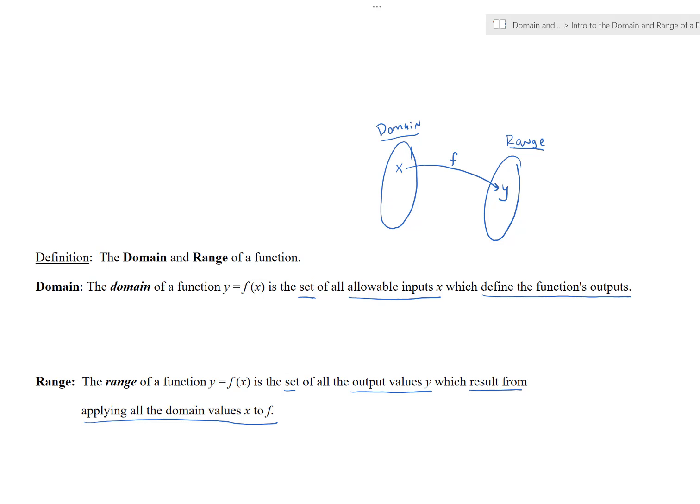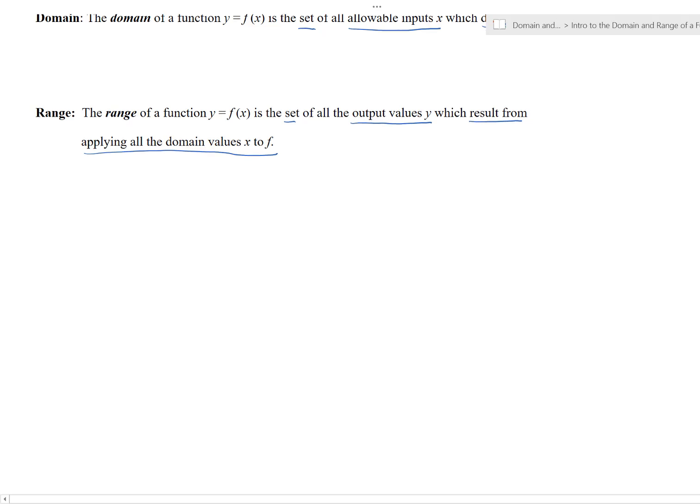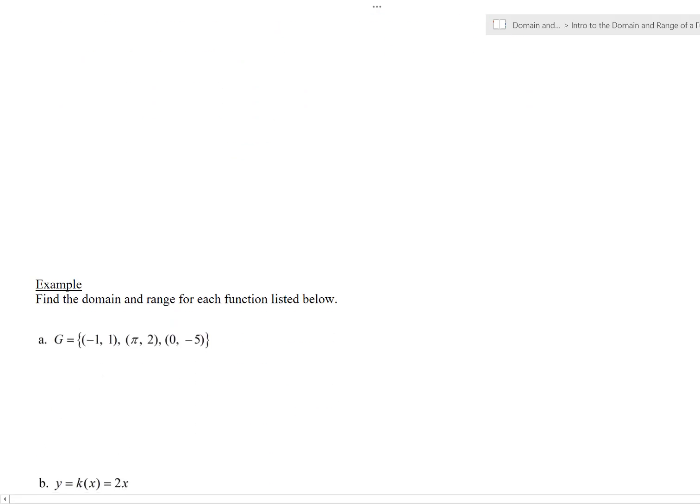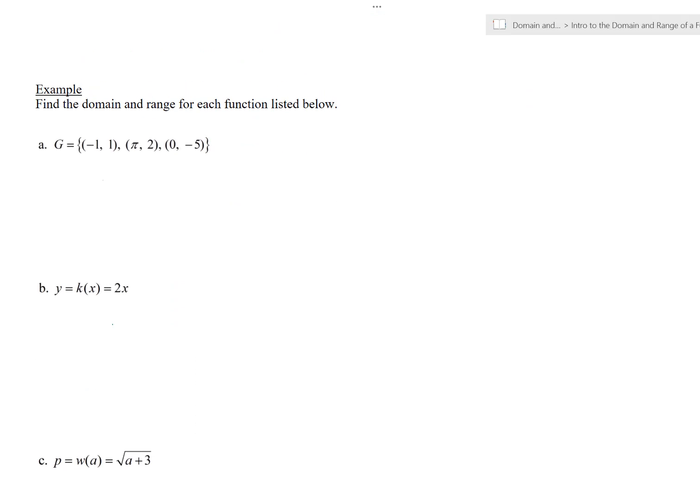So now we should probably look at an example. All right, down here we have an example. In this example, we have three different functions given to us, and in each of them we want to state the domain and range for each of the following functions.